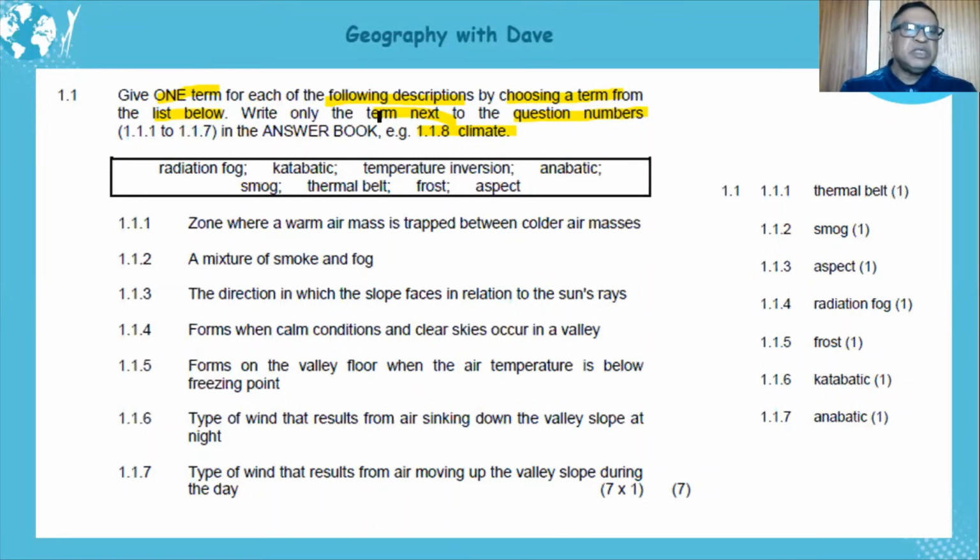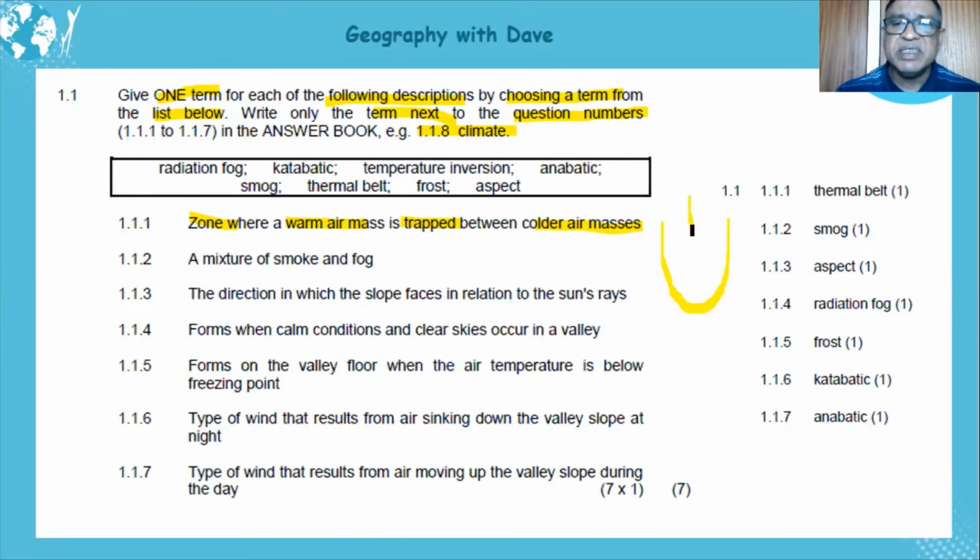It says, a zone where a warm air mass is trapped between colder air masses. Now, I'm not going to do the technique for each one, but I'm going to do it for a few so that you get used to it. As I do revision lessons on geomorphology and economic geography, I'll do a few. So what goes into my head? Yes, I've done inversion layer, I've done thermal belt, stuck or trapped between two cold air masses. And this comes into my head.